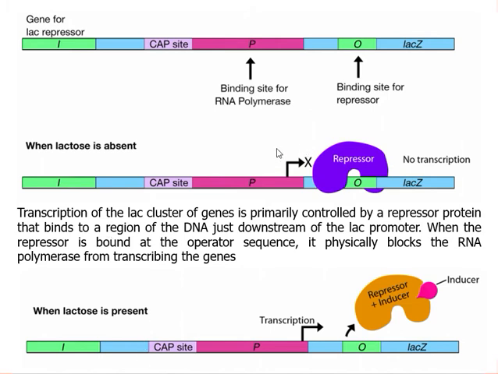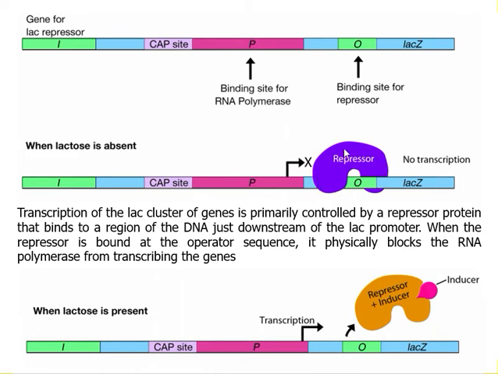And where does this repressor bind to? The repressor will bind to this DNA just downstream of the promoter. So, this is the promoter. It is just binding to a region downstream of the promoter, that means which comes after the promoter region.